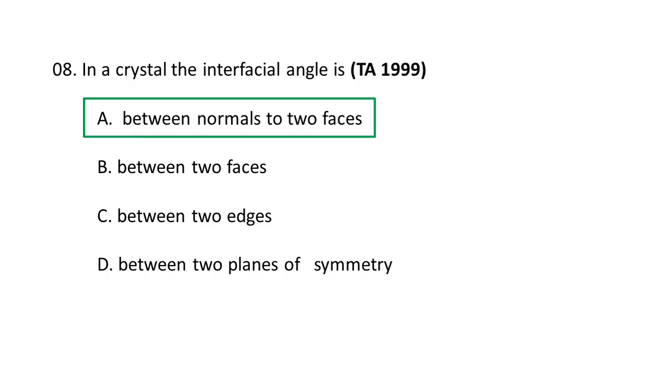Interfacial angles for good mineral crystals are measured perpendicular to the line of the intersection of two crystal faces. The angle reported is always the acute angle, and it is also the acute angle between the two normals of the crystal faces, which are measured in the plane defined by the two normals. So A, between normals to the two faces, is the correct option.